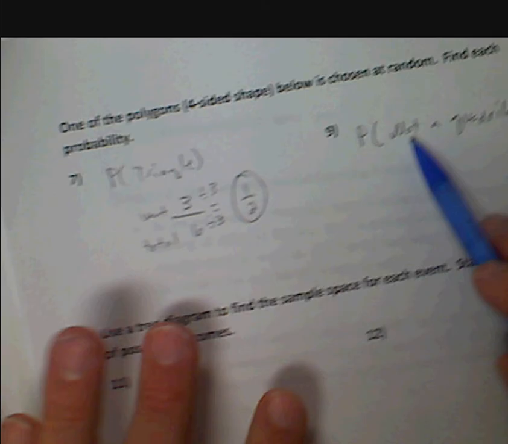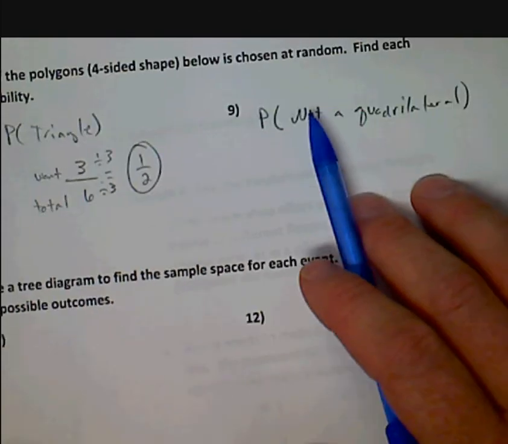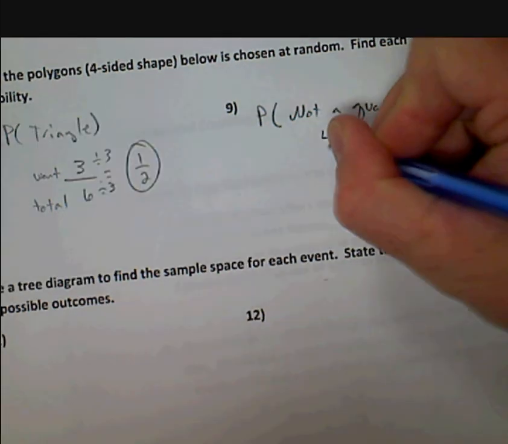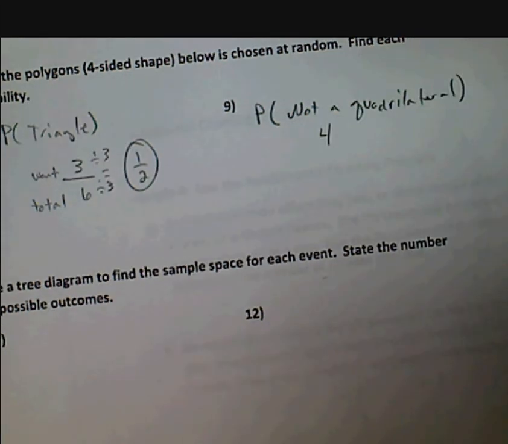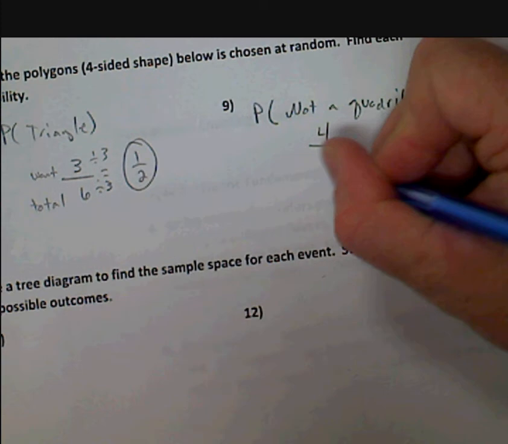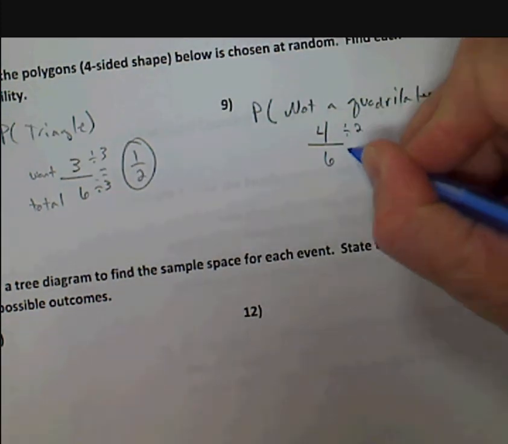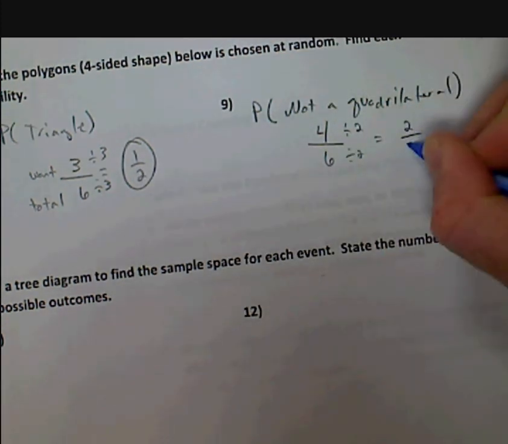Number 9, we do not want a quadrilateral, which means I do not want a four-sided shape. How many not four-sided shapes are there? There's 3 triangles, which is 3, and there's one that has 5 sides. So there are 4 that are not quadrilateral, and then there is a total of 6 shapes. If I reduce this, I can go ahead and divide by 2, and I get 2 over 3.